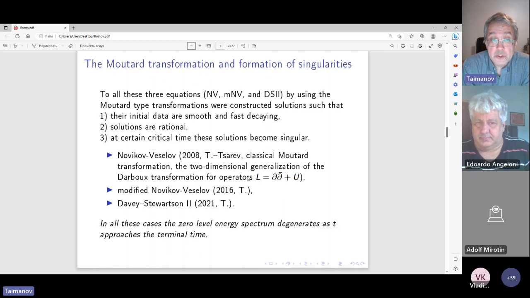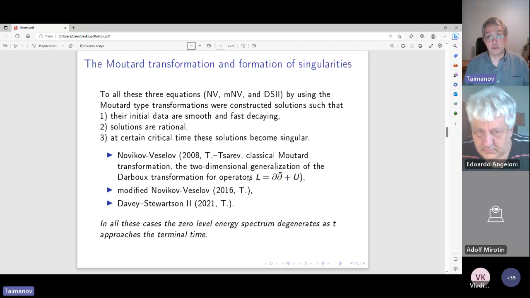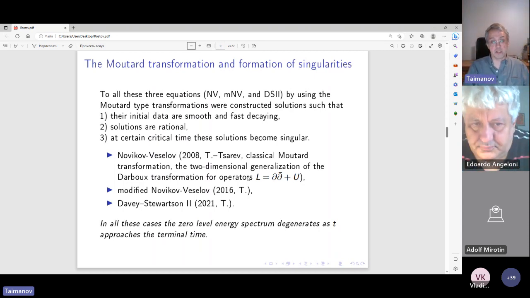What are these solutions? The initial data are smooth and fast decaying. Solutions are rational. And at a certain critical time, these solutions become singular. So we have kind of blow-ups. You will see exactly what they are; it's very special blow-ups. They're different because for the Novikov-Veselov equation, this is the classical Moutard transformation extended to the transformation of solutions of Novikov-Veselov from the original Moutard transformation for the Schrödinger operator.